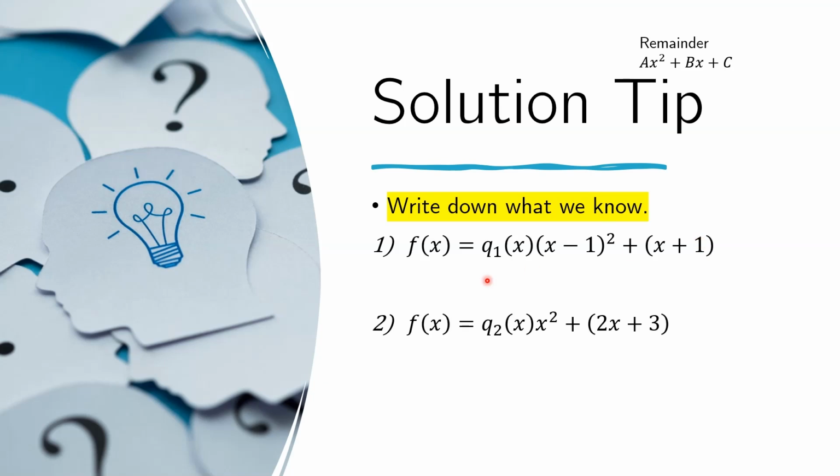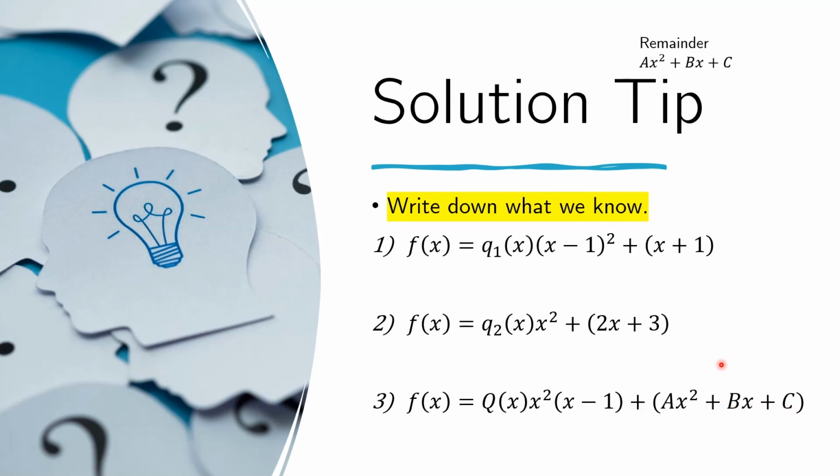And the problem also states that if we divide it by x squared, and again, there's a quotient, we don't know the quotient, but we have to put something there, let's call it q sub 2 of x. If we divide it by x squared, we obtain a remainder of 2x plus 3. And lastly, the problem states that if we divide it by x squared times x minus 1, the remainder is ax squared plus bx plus c.